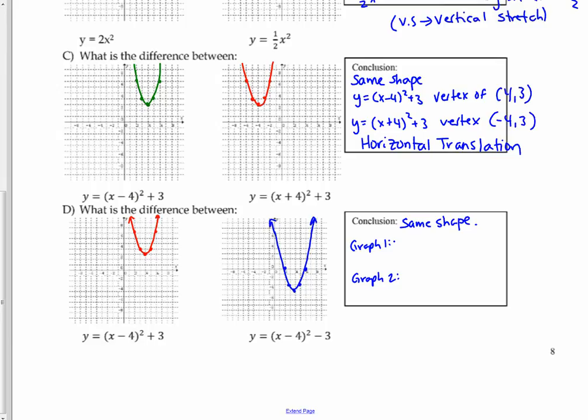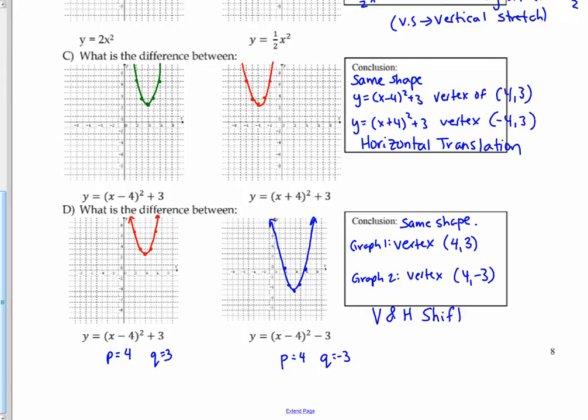So what's the vertex on the first one? 4, 3, right? So our p-value is 4 and our q-value is 3. Remember, the p is the opposite sign of what you see there. And the second graph, the p-value would be +4, q is -3. So vertex is 4 and -3. And so it went through a vertical and horizontal shift. So we just moved it, right? We just translated it.